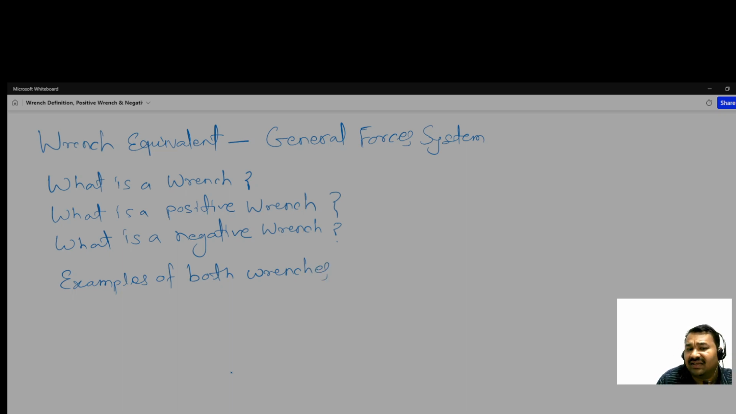Before this lecture, I have developed the range and its application, so that is in the description box. One can refer to that. And now let us discuss one by one. What is this general force system? Okay. So suppose this is our 3D body.